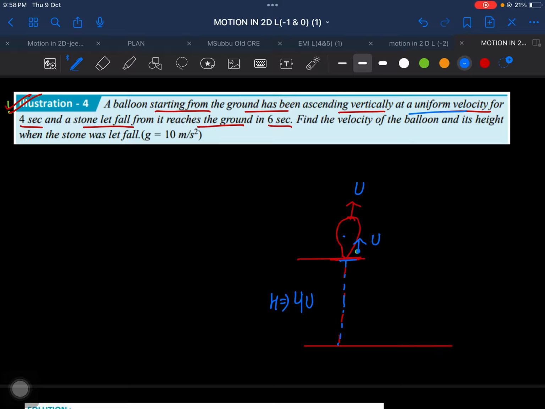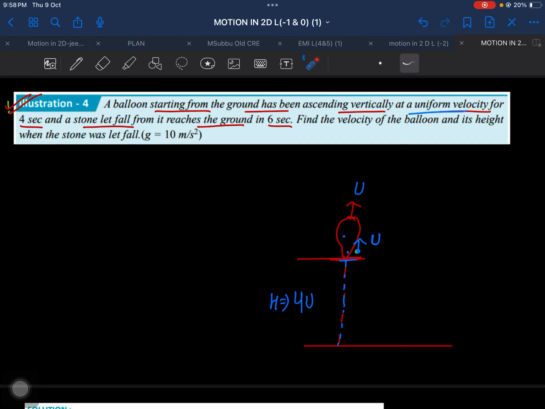Whatever the velocity of the balloon, that will be the velocity of the stone when the stone is departing from this balloon, right? Just check, everyone. I hope this is very clear. When the stone is departing from the moving balloon, the initial velocity of the stone is the same as that of the balloon. That's it, right? Now what do we have to do?